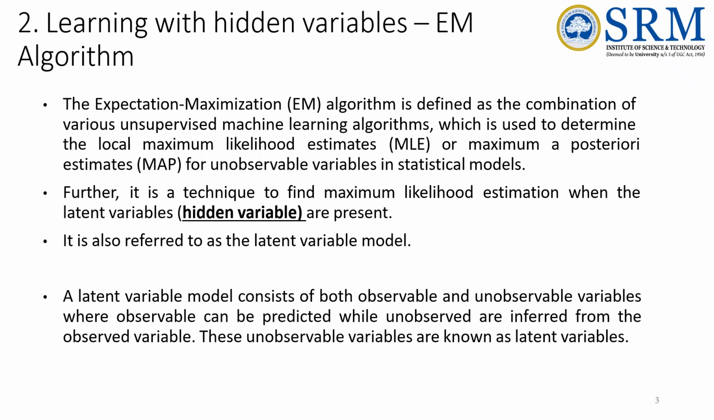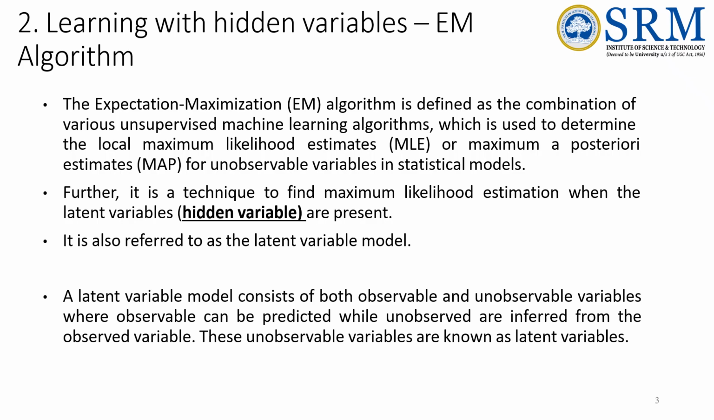Next, we will be moving to learning with hidden variables, that is the EM algorithm. The expansion of EM is expectation maximization. So the expectation maximization algorithm is a statistical learning technique used to estimate the unknown parameters when some variables are hidden or not directly observable. It is an iterative learning method used to find the best model parameters when the data set contains hidden or missing variables.